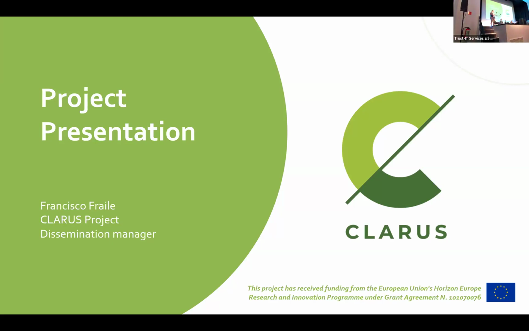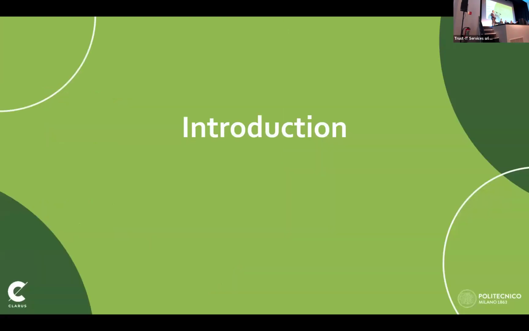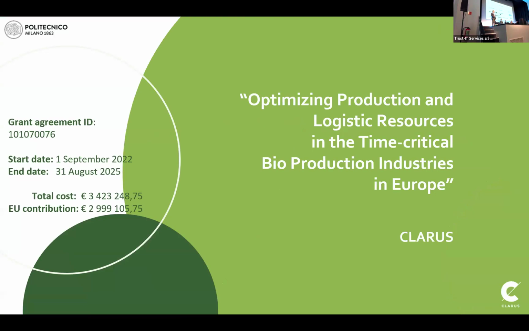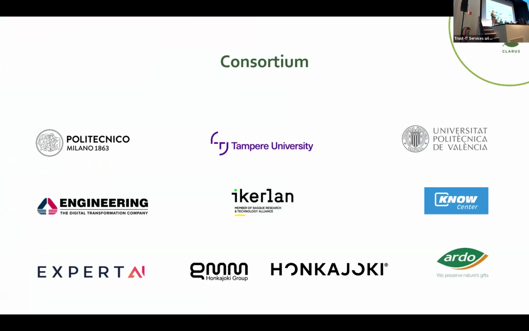Thank you. So my name is Francisco, and I'm going to be presenting the CLARUS project. CLARUS is about improving the sustainability in food production in Europe. It's a European funded project. It's coordinated by the Polytechnic University of Milano. There are two other universities on board, Universidad Politécnica de Valencia and Tampere University.